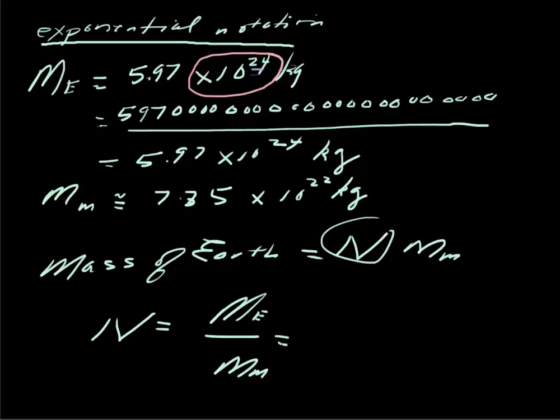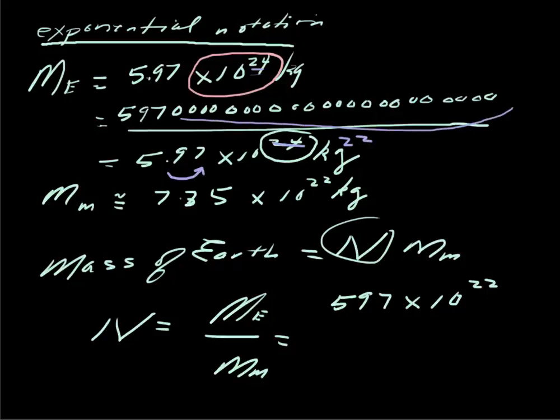Okay, and we can make life simple here by noting that 5.97 times 10 to the 24th is equal to 597 times 10 to the 22nd. In other words, we've just moved the decimal place over to here and changed this number to 22. And that's basically, if I counted correctly, how many zeros we have here. 22 zeros.